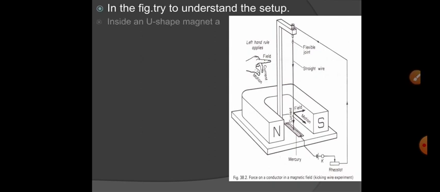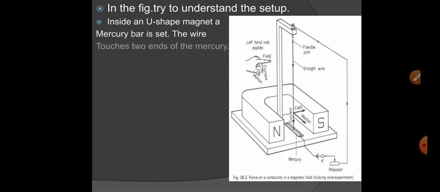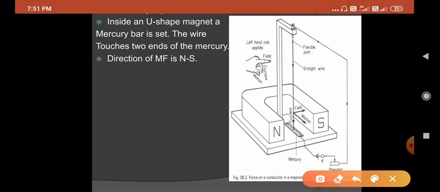Let's see step by step. Inside this U-shaped magnet, the mercury bar is set. The wire touches the two ends of the mercury. Now see the direction of magnetic field, as we know it is from North Pole to South Pole. We have conducted some experiments also. So this is the direction of magnetic field lines, and the direction of the current, you have already seen, is from up to down, because it is connected to the positive terminal of the battery.